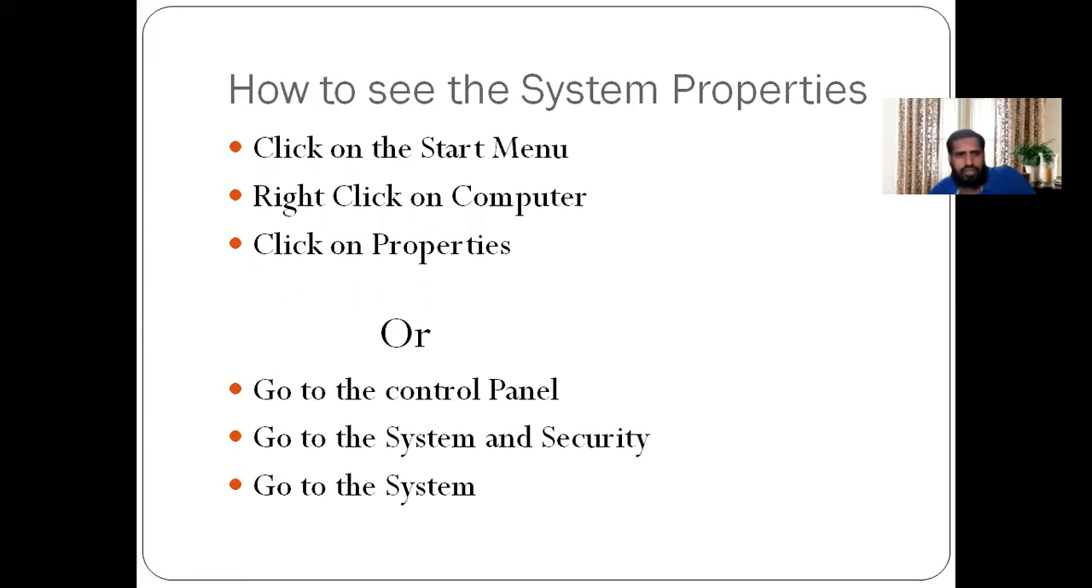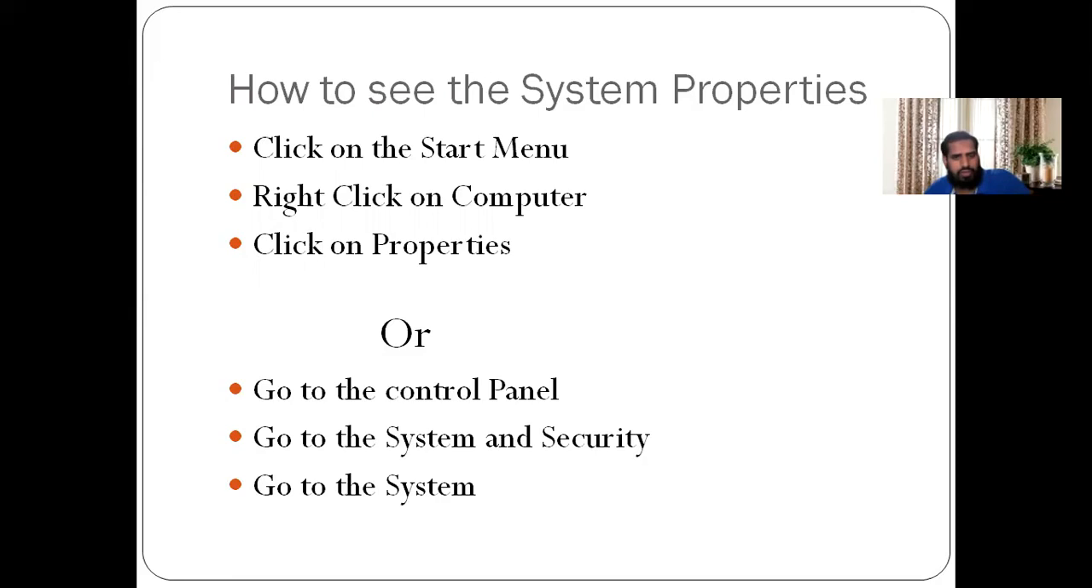How can you see the system information? You need to click the start button. Then you just need to right click on computer. I will show in the practical session. After right clicking on computer, you will find the last option is properties. You need to click on that. Then you can find your system properties.